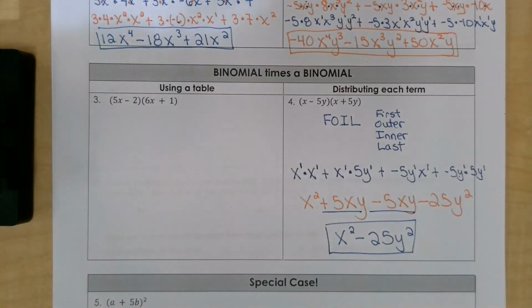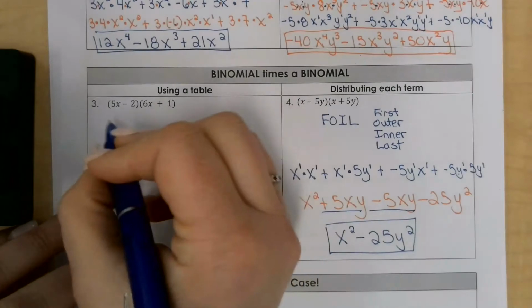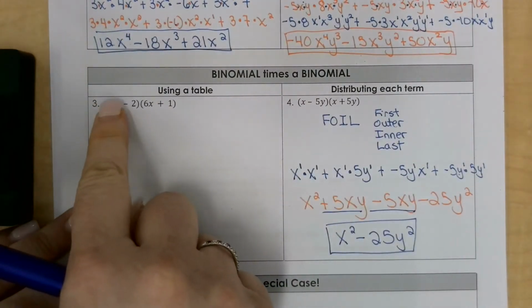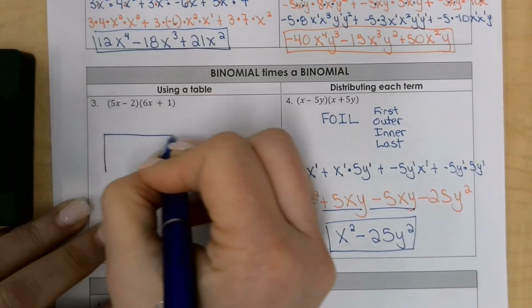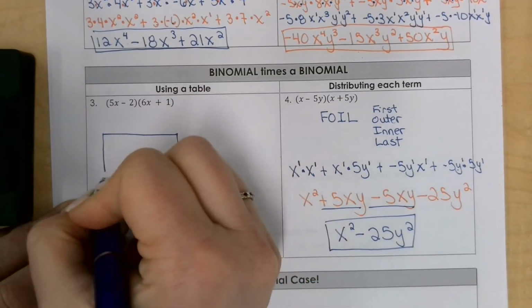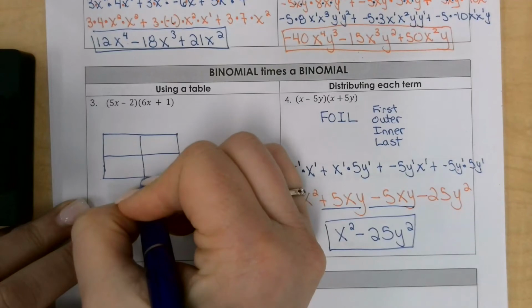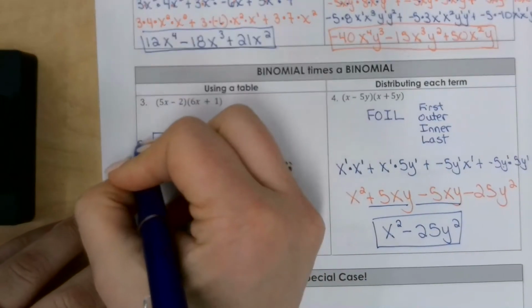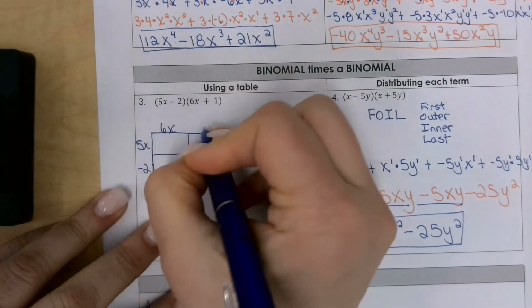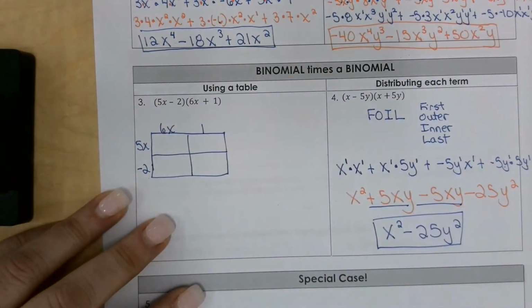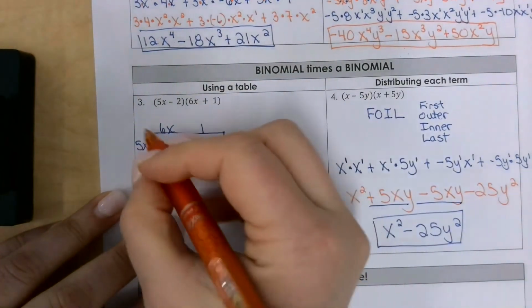What does a table look like? If you're not into foiling, well, I'm going to create a table. I have 1, 2, 3, 4. So I have 2 rows, 2 columns. For the 2 rows, I'm going to put 5x minus 2, 6x plus 1. And now I'm going to multiply, kind of like a multiplication table.